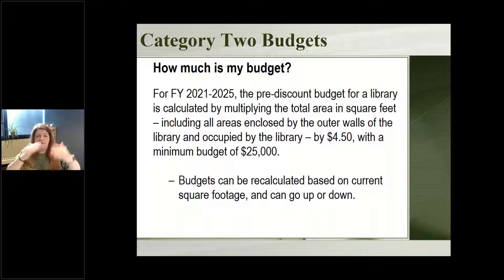Anything in the walls, all in the floors, all of that, that's a library. And you take that number and multiply it by $4.50. So it's $4.50 per square foot. But there's a minimum budget of $25,000. Everybody by default gets a $25,000 budget to use over the next 5 years.